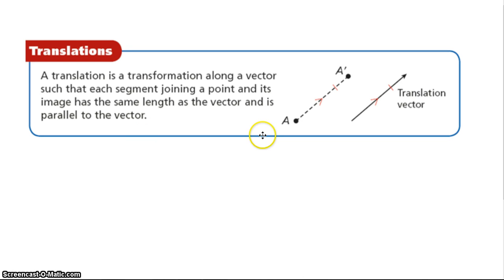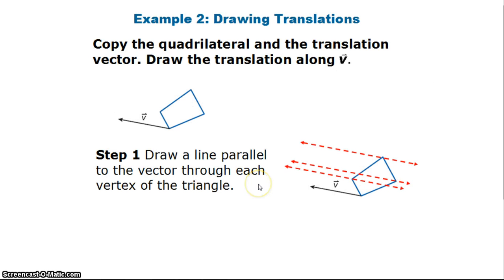A translation is a transformation along a vector such that each segment joining a point and its image has the same length as the vector and is parallel to the vector. So this is a translation vector, and this is point A and its image, which has the same length and direction as the vector. So if you were asked to draw translations, you can use your vector knowledge to do so.